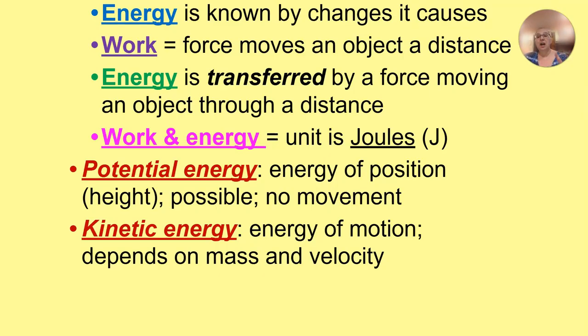Now, work and energy, because they are so tightly related, are actually measured with the same unit, and that unit is the SI unit of joules. It's named after a guy who did a lot of work with energy, and joules are going to be represented with a capital J. And the two types of energy we've already mentioned in that first slide are potential energy and kinetic energy. These are also two major divisions of the different types of energy.